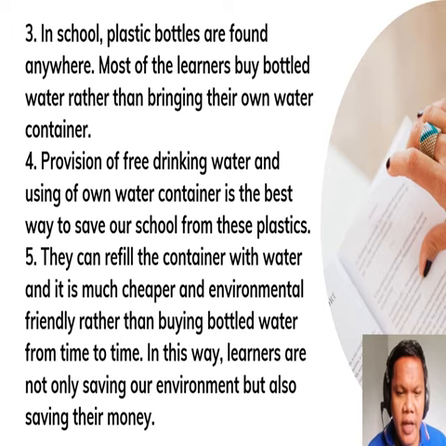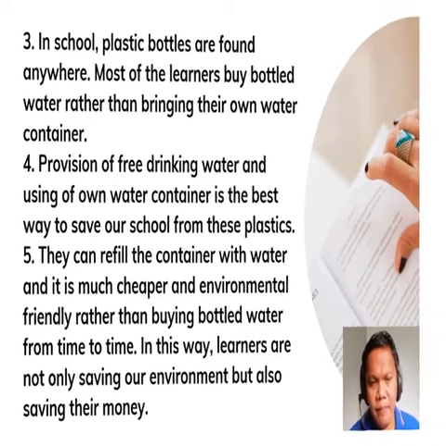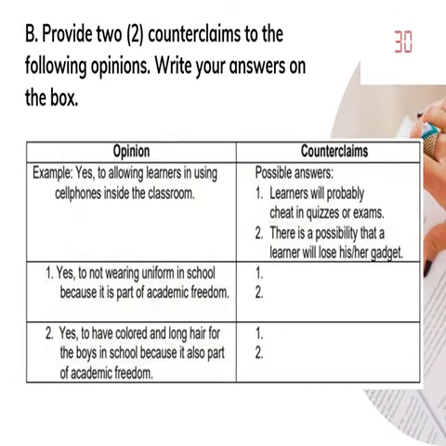Number 4, provision of free drinking water and using of own water container is the best way to save our school from these plastics. And number 5, they can refill the container with water and it is much cheaper and environmental friendly rather than buying bottled water from time to time. In this way, learners are not only saving our environment but also saving their money. So please check your answer if these are also your evidences. I know you got a lot of correct answers in your previous activity. Let us now move to activity B.